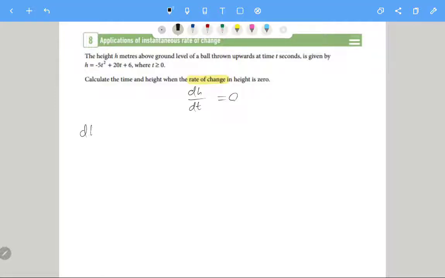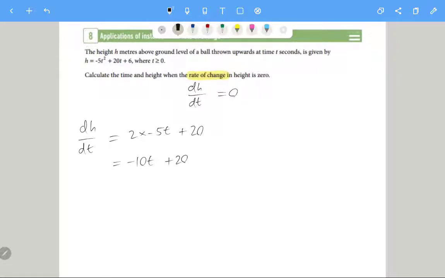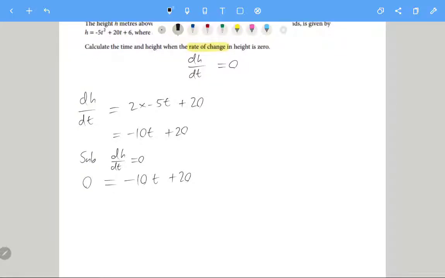So let's first of all work out dh dt. Bring the 2 down, 5 to the t to the 1. 20t derives to 20, and 6 derives to nothing. So we are left with minus 10t plus 20 as our derivative function. But we're interested when dh dt is equal to 0. So substitute in 0 is equal to minus 10t plus 20, and rearrange, solve for t.